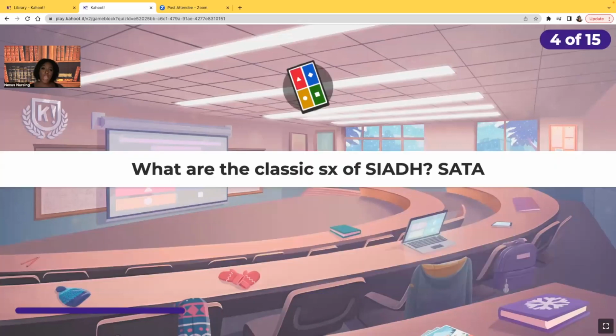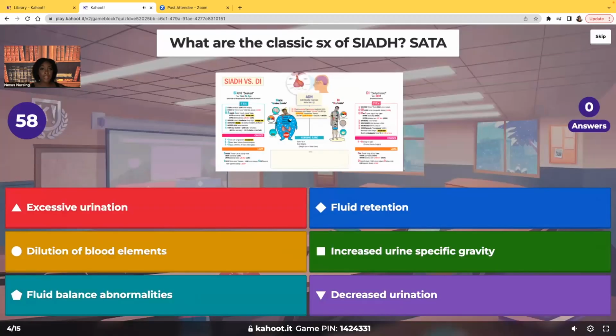Select all that apply. What are the classic symptoms of SIADH? Select all that apply. Excessive urination, fluid retention, dilution of blood elements, increased urine-specific gravity, fluid balance abnormalities, decreased urination. What do you guys think?